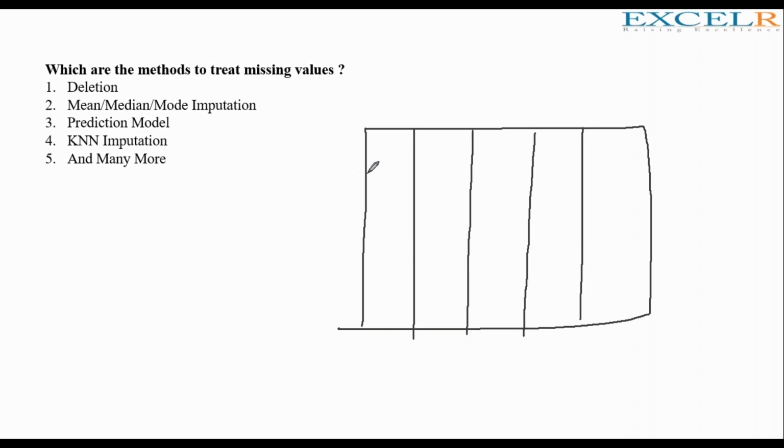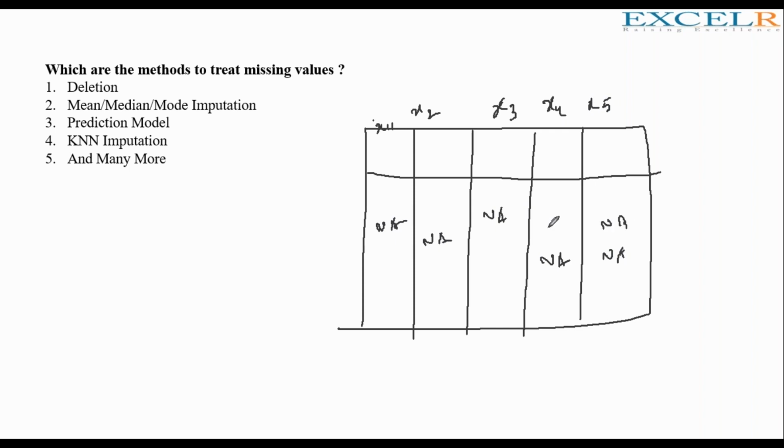You have multiple input variables and an output variable. So you have x1, x2, x3, x4, and x5. So you have got 5 variables, and every one of them has got NA values, at some place or other. So you have to impute all these NA values, right?